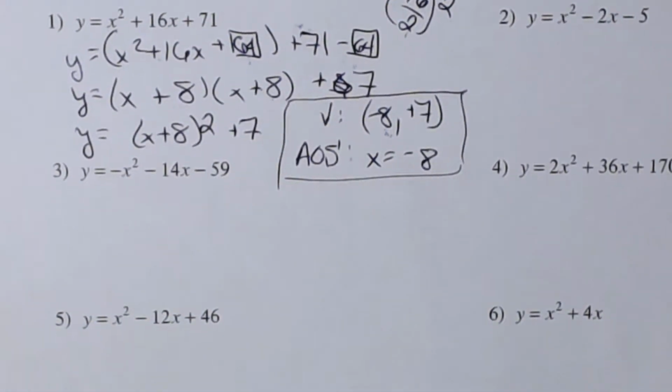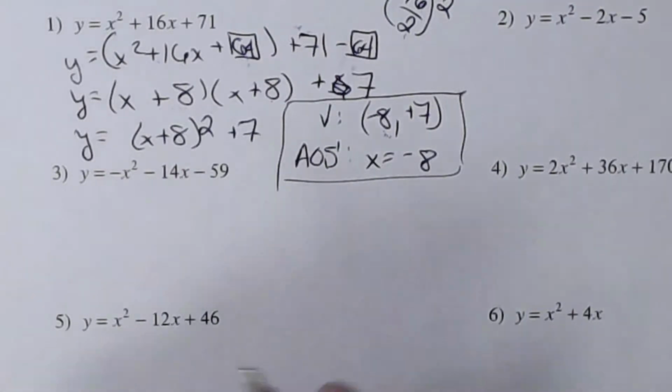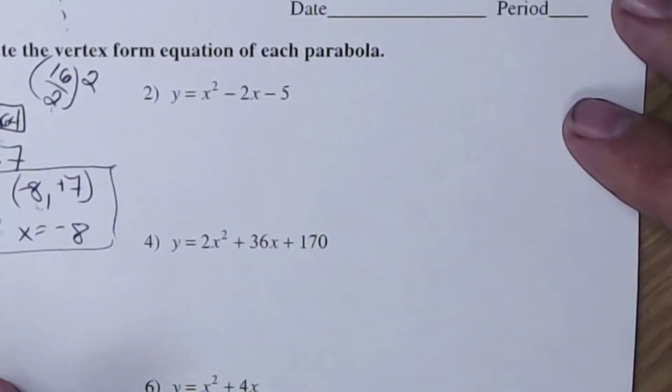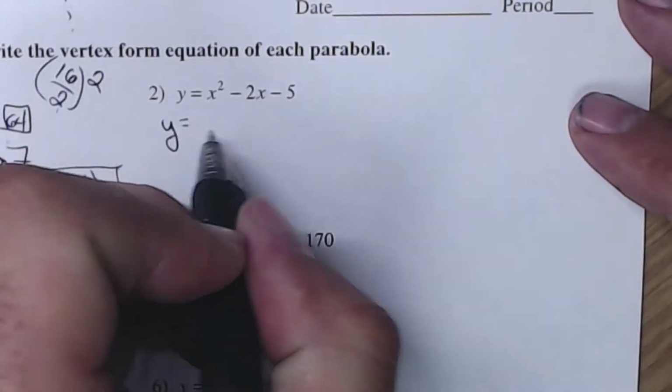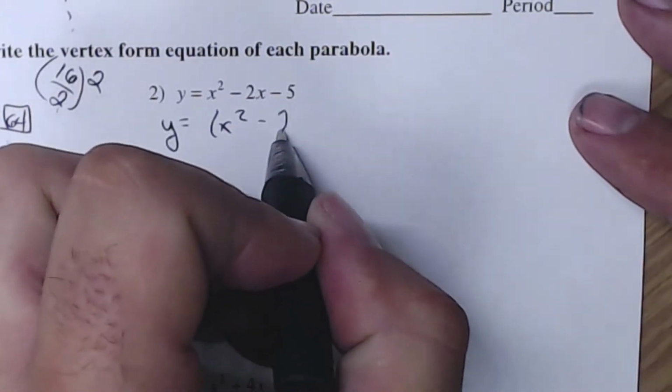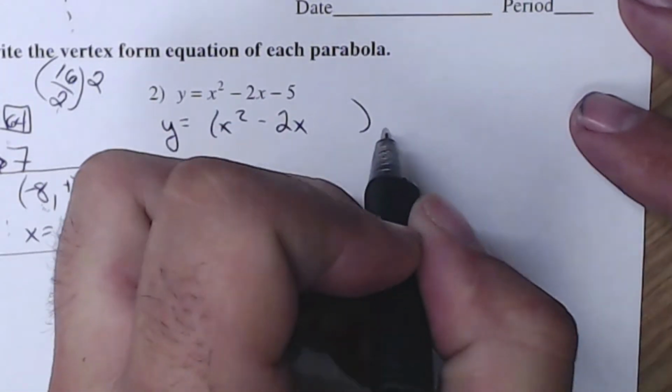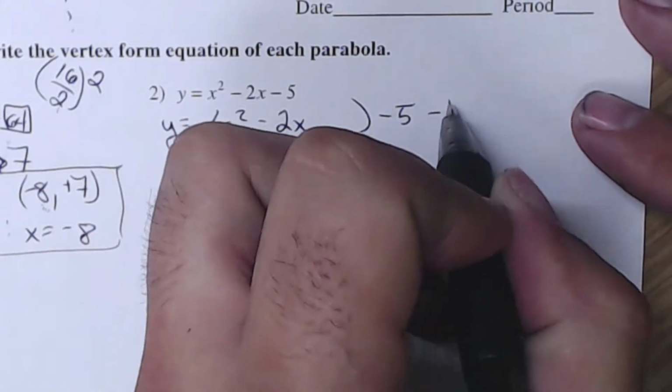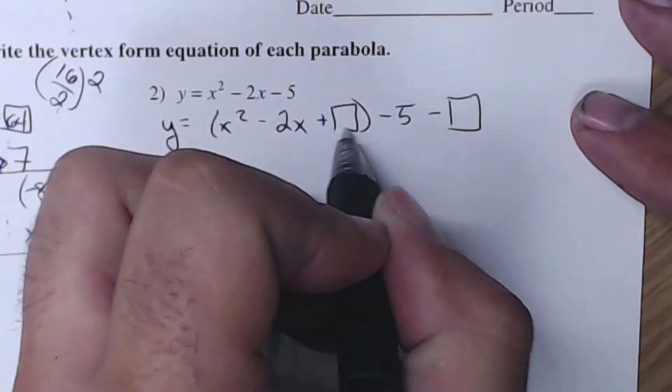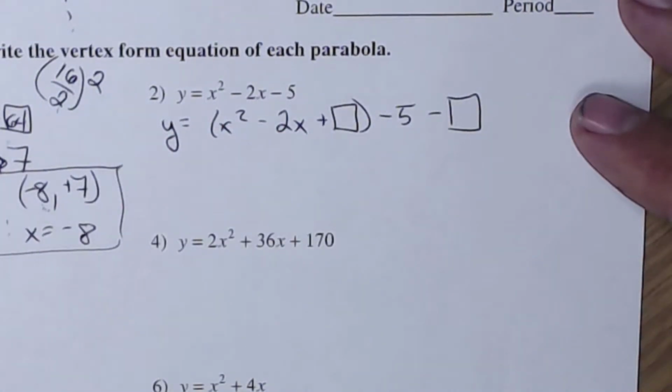Let's do another one similar to that, and we'll keep going from there. We'll go over here to number 2. I'm going to set it up again with my parentheses. Minus 2x, give myself a break, minus 5, and subtract the box away, because I'm going to add the box right here. Now I ask myself, what goes in the box?